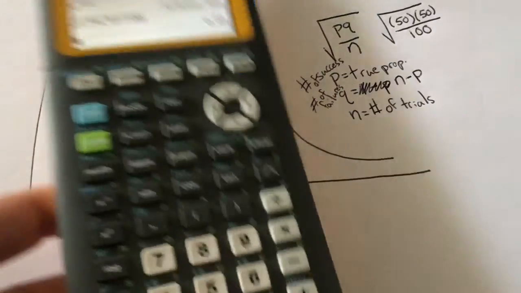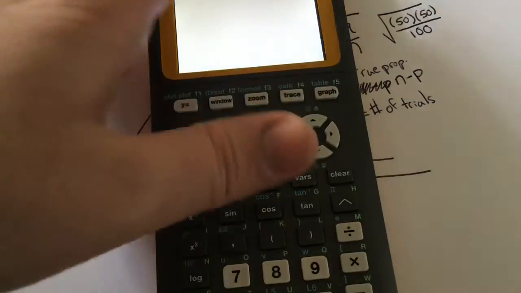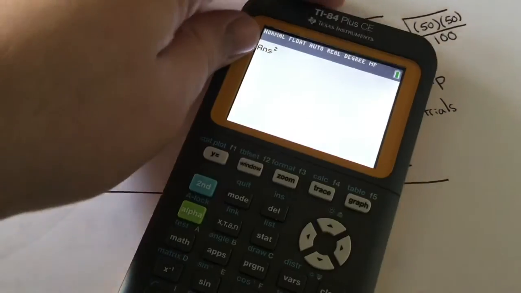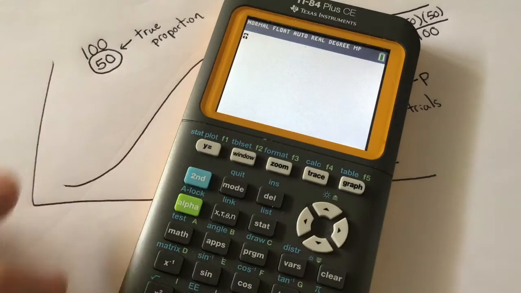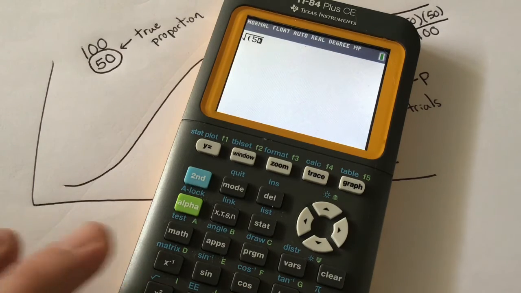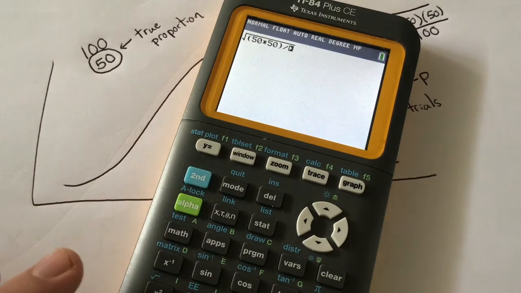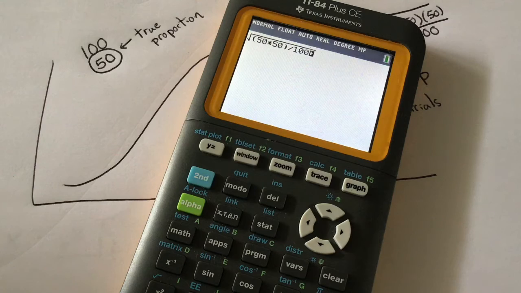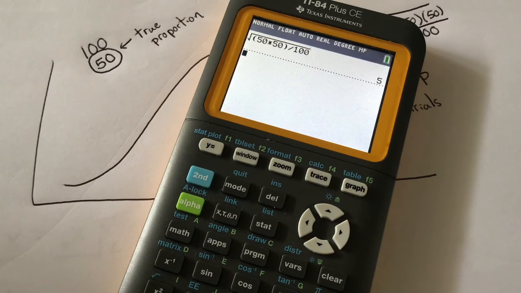I'm going to plug this into the calculator here. So if we're plugging this in, then what we want to do is square root, and we want to open some parentheses to do the multiplying in the numerator. So 50 times 50 in the numerator, divided by 100. So you'll see all of this was put in underneath that square root, and then we made sure to use those parentheses, otherwise our order of operations could get messed up. And we get 5. That tells us our standard deviation here is 5.